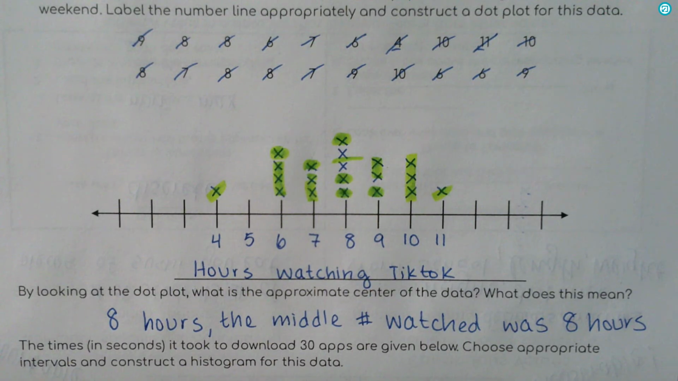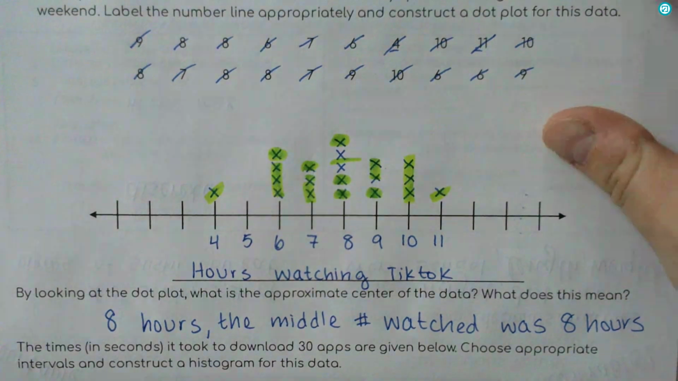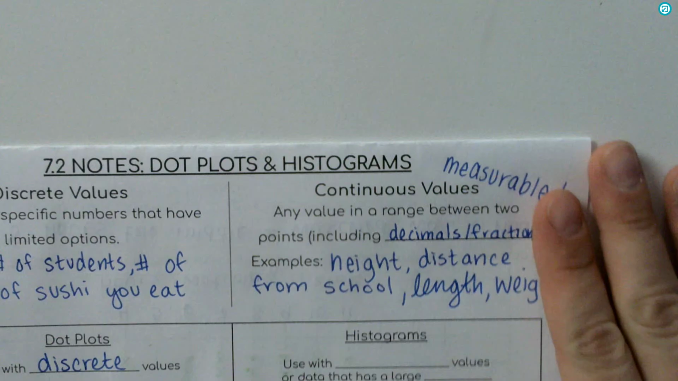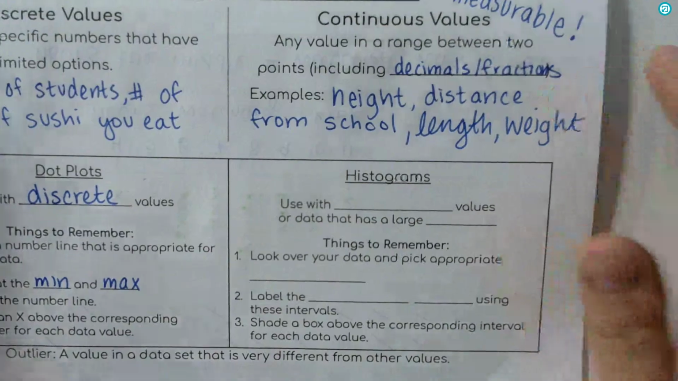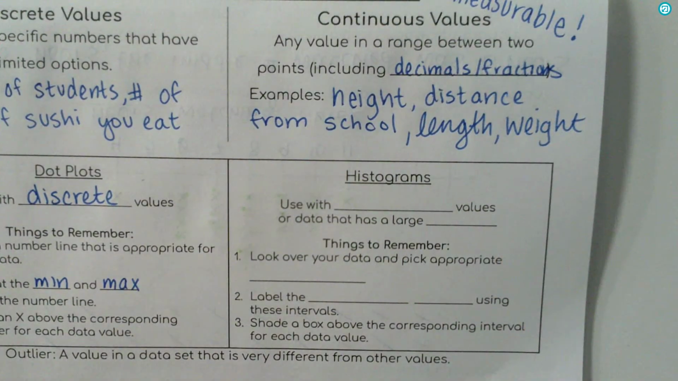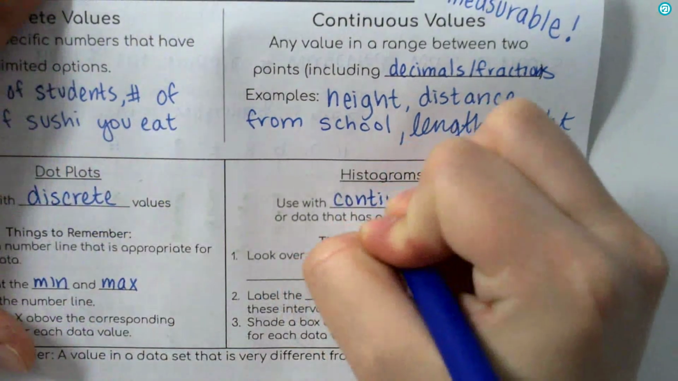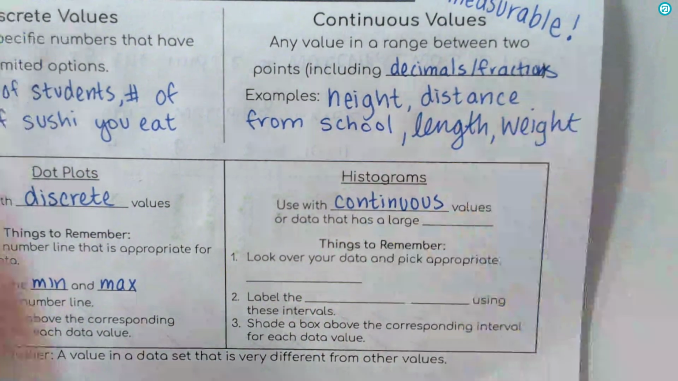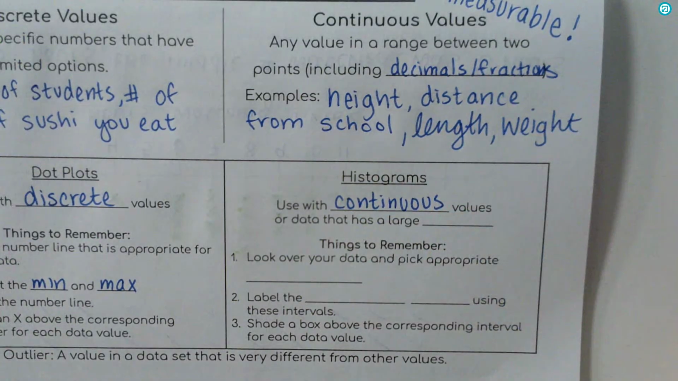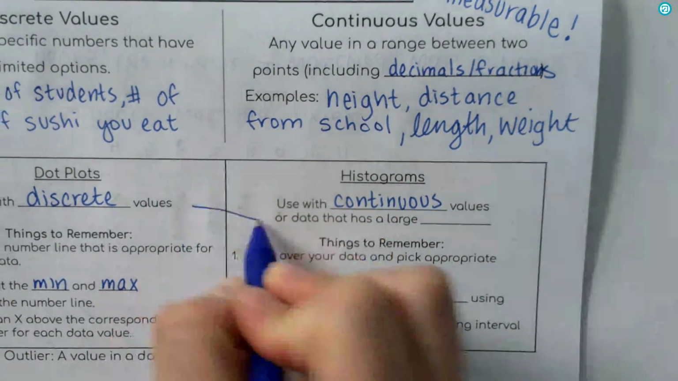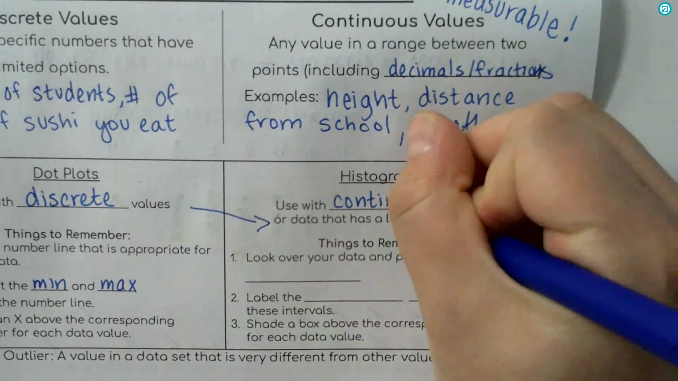Okay. We're going to flip back to the front of this. We're going to talk about histograms and when we use them. And then we will make our histogram, and then we will be done with notes. Okay, histograms. We are going to use histograms with continuous values. And then there is a time that we use it with discrete values, and that is if your data has a large range.